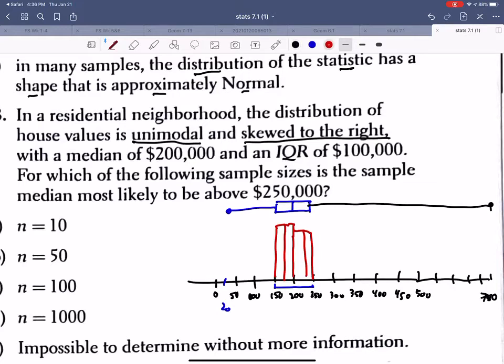So it's skewed right, meaning maybe there's some fancy ones, right? And then there's half the data. So half the data is to the right and half the data is to the left of the median.